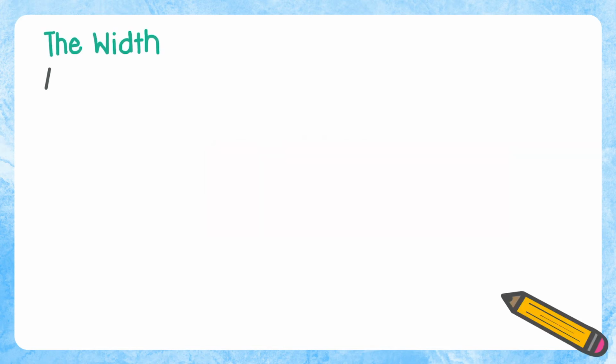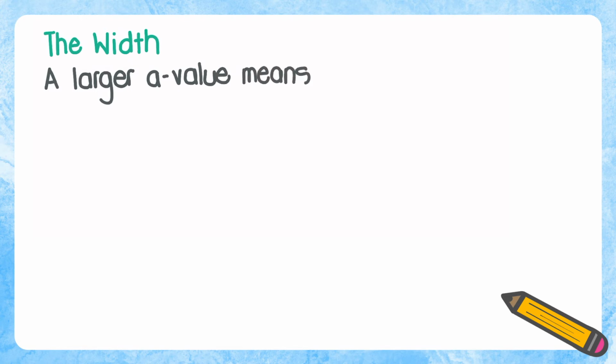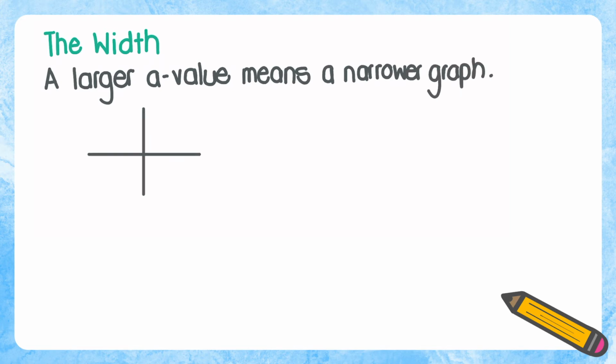Next, let's look at the width of the graphs. So the a value also tells you about the width of your quadratic graph. So a larger a value would mean that you have a narrower graph. Let's look at some quick examples.